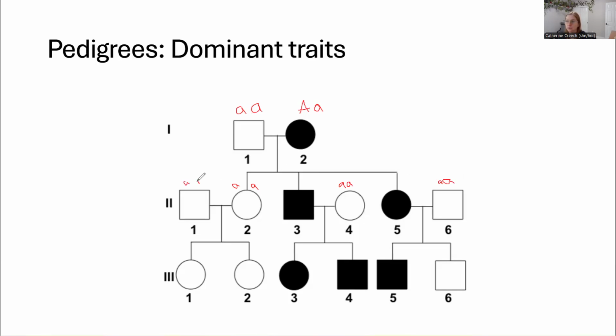That's going to be true in the 3rd generation too. How do I know that? Because they do not have the trait, and it's a dominant trait. Dominant traits will show up in every generation. They will affect men and women equally.